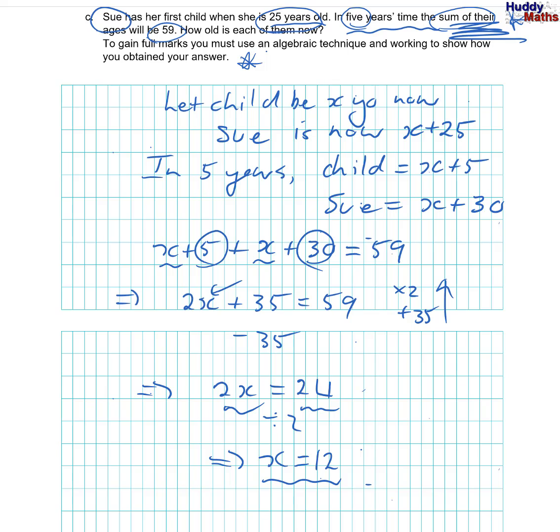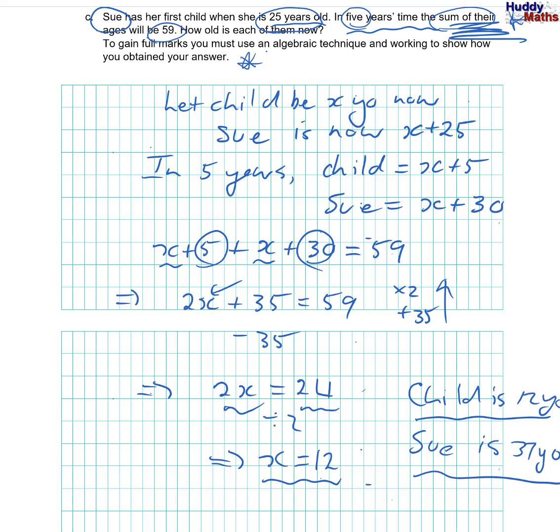X is the age of the child now, so the child is 12 years old, and Sue is 25 years older than that, is 37 years old. Okay, so there's our answer. We'll write it a bit more neatly. It's a bit hard to write neatly on the screen. So you need to state the answer because that's what the question asks for. Don't state it in mathematical terms, that is with X's.